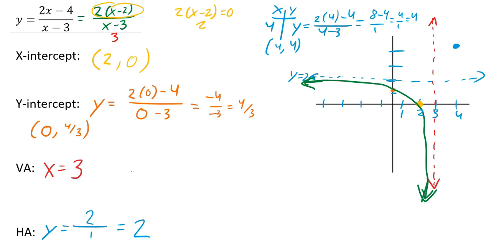So 4 would be here. So my other piece must be in the top, and I make sure that I get close to the asymptotes. This would be my graph. And you know what? Let's skip range and behavior. We'll do that in class.